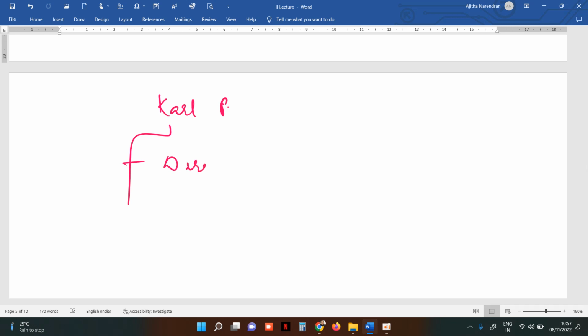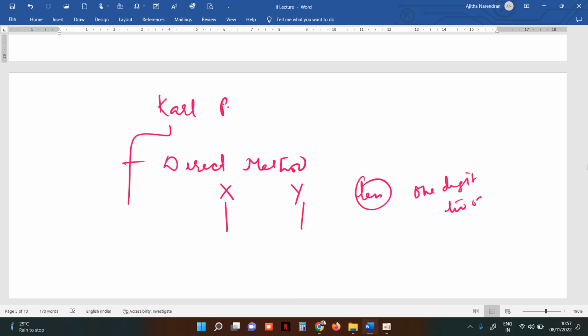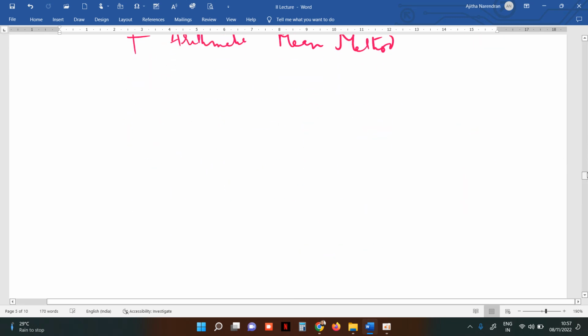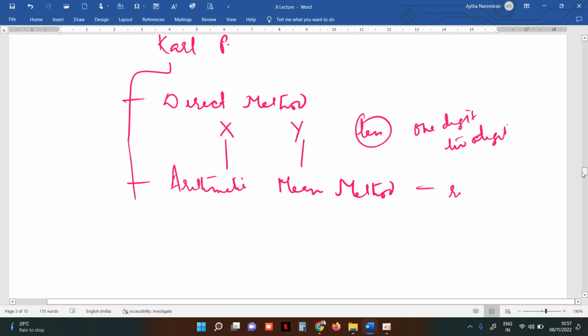Under Karl Pearson's, we have seen 3 methods. First, the direct method. We use this method when the values of X and Y are small, in simple language, 1 digit or 2 digit numbers. The second method is the arithmetic mean method. In this case, you check if the arithmetic mean of both the variables is in round figures. You can go for this method because it is easy in that case.